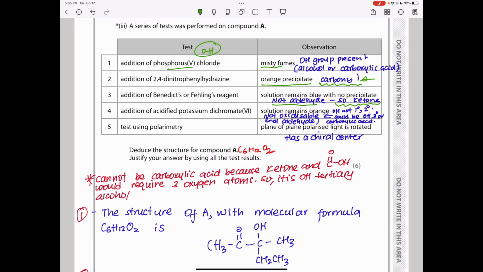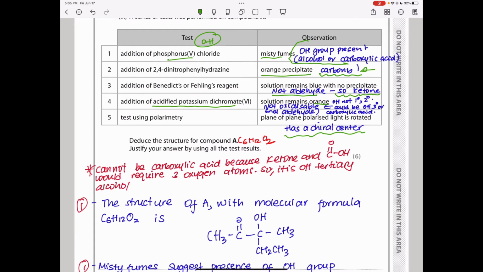So the next test says addition of potassium dichromate. The solution remains orange, meaning whatever was in here was not oxidizable. So it rules out the idea that this OH was from a primary or secondary alcohol. So here we can confirm that the OH was either a carboxylic acid or a tertiary alcohol, but not primary and not secondary. The next part says test using a polarimeter, and plane polarized light is rotated. That means there is a chiral center in here.